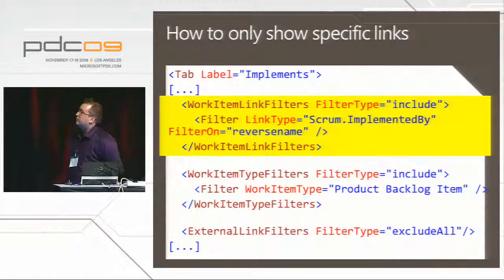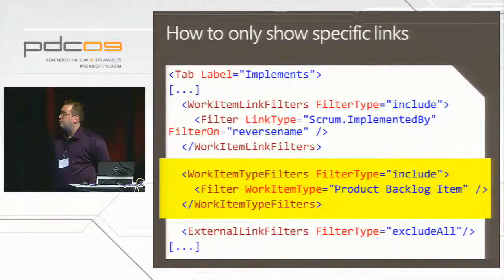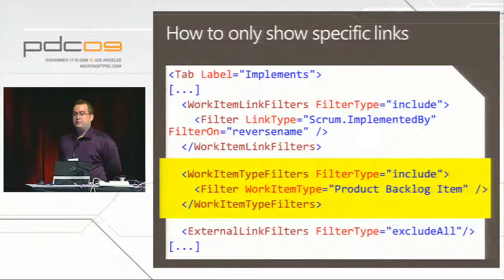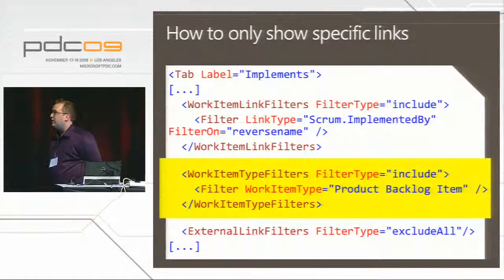Well, here's a sort of fragment of the XML. We see in the tab, we specify how to include the implemented by link in there. We also need to include specifically the work item type we want to see. We also need to exclude all the other link filters, the other link types such as attachments, test cases, and so on.